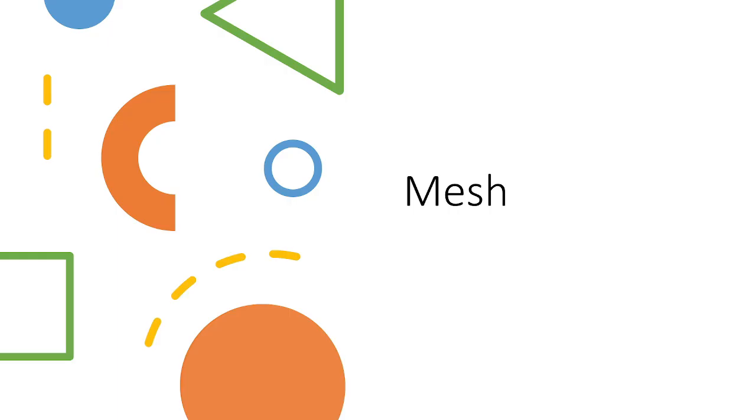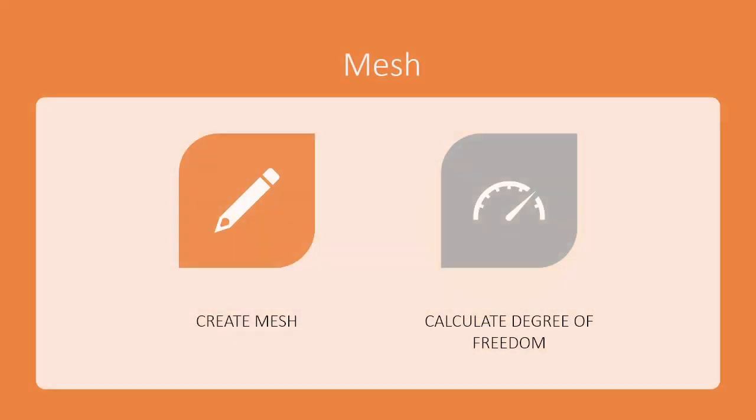Meshing stage: we create a mesh or a grid of small elements that make up the geometry. This step is crucial in the finite element analysis process as it creates a discretized model of the geometry. The two main steps in the meshing are creating the mesh and calculating the degree of freedom at each node. The degree of freedom determines how many results ANSYS will calculate at each node. Let's go to ANSYS workbench to create the mesh.